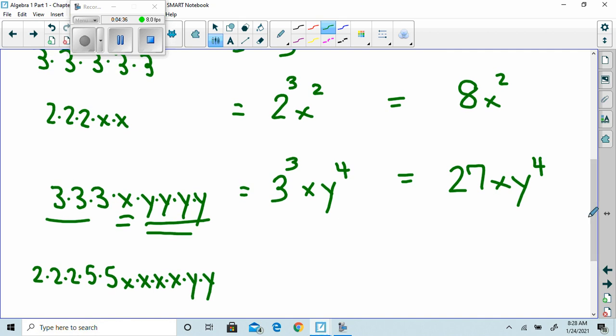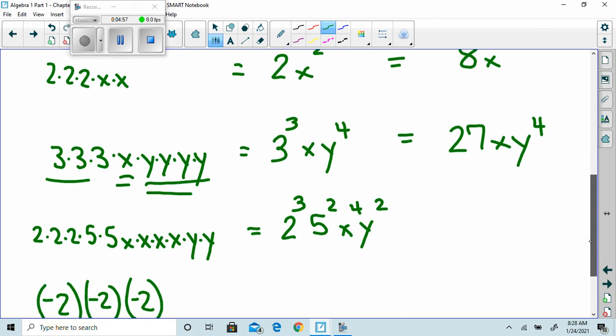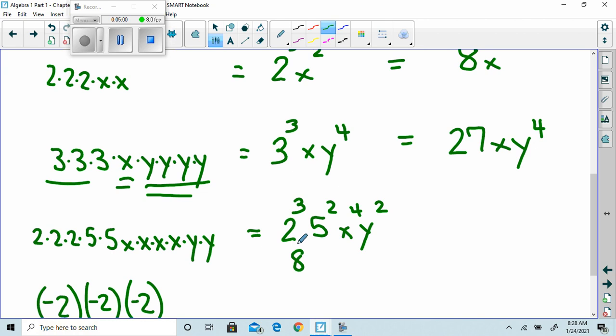Let's look at this next one. Again, I'm noticing different bases. I have the base 2, and there are 1, 2, 3 of those. I have base 5, and there are 2. I have 1, 2, 3, 4, x to the fourth, and then I have y's, 1, 2. I can now simplify this a little bit further, and I can get this as 8 times 25, and I can multiply that out, and we'll see that we get 200 x to the fourth and y to the second. So we're just simplifying.